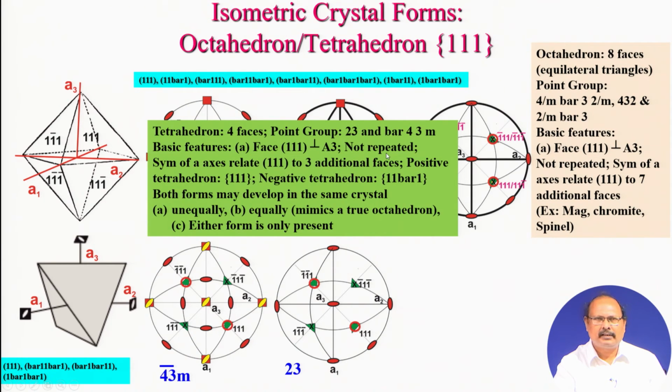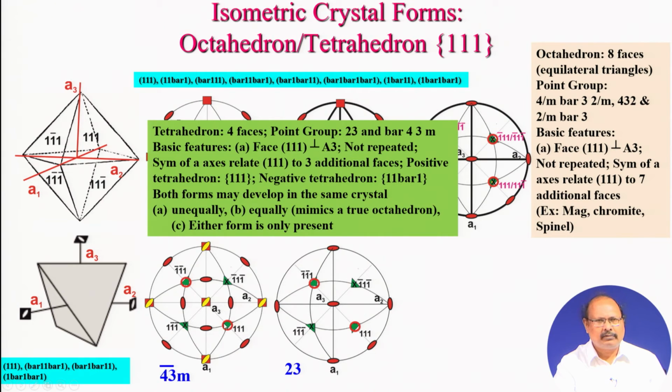And as we have discussed in the case of the octahedron, because this face is perpendicular to the A3 axis, the A3 axis will not act upon this, and it will be essentially acted upon by the symmetry of the A1, A2 and A3 axes. Now, what is important here is that if you have 1 1 1 as the general form symbol in the tetrahedron, we call this the positive tetrahedron. But you can also think of a situation that instead of taking 1 1 1, you can take another crystal face which is 1 1 bar 1.